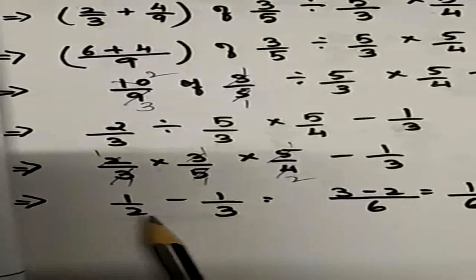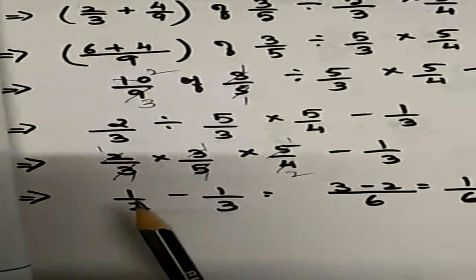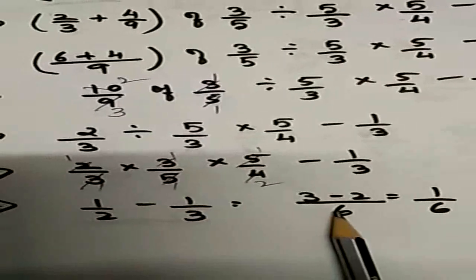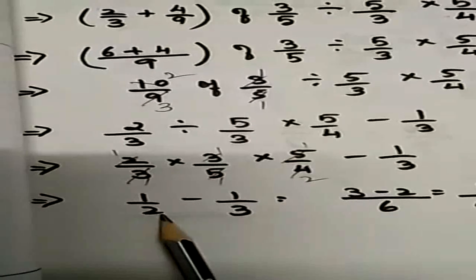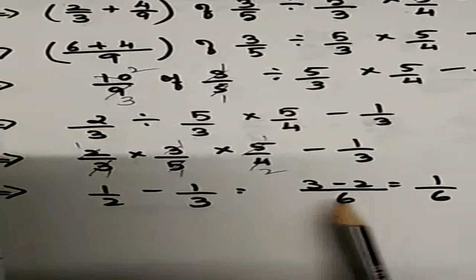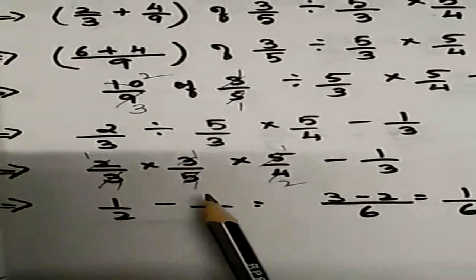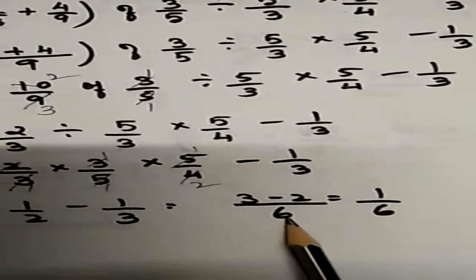So the LCM of co-prime numbers is always their product. Multiply these two, and that product will be the LCM. 2 into 3 is 6. Now 6 is the LCM. Now divide this LCM by this. 6 divided by 2 is 3. 3 into 1 is 3. 6 divided by 3 is 2. 2 into 1 is 2. Now 3 minus 2 is 1 by 6. So this will be the answer, right?